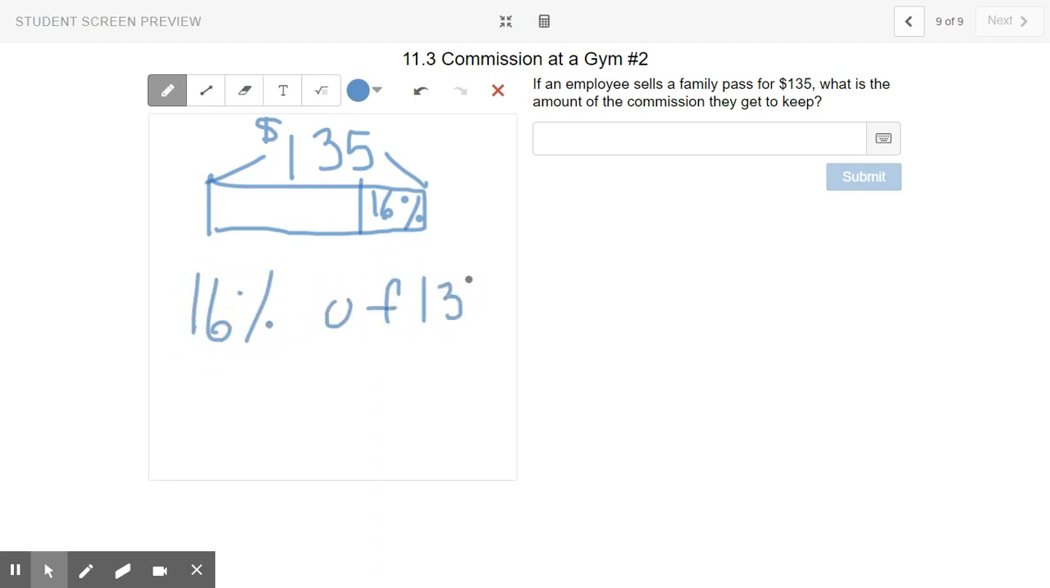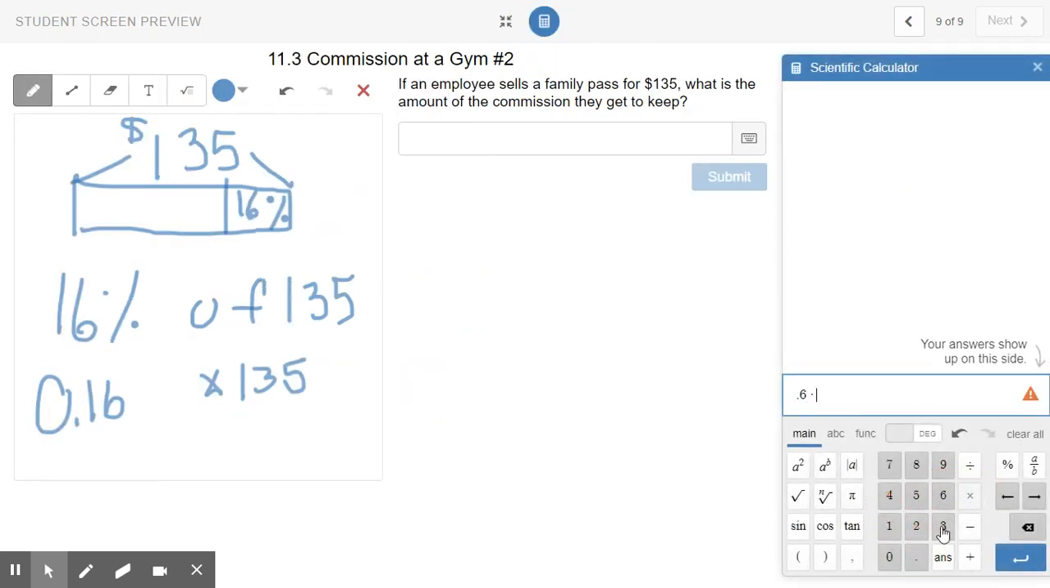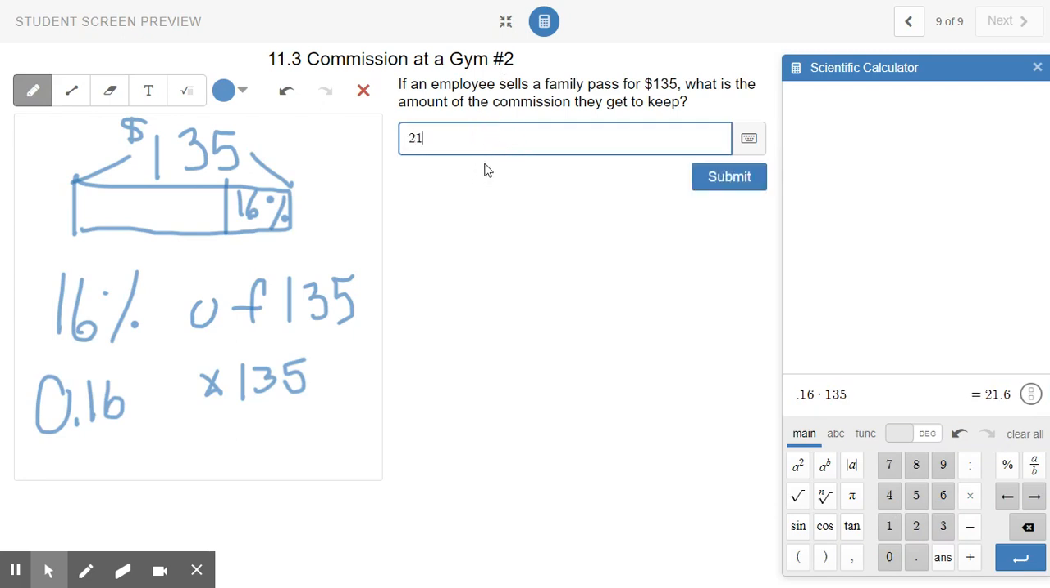This is an easy one, right? We've been doing this all day. So 16% as a decimal is 0.16 times 135. Let's try it out. Oops, that didn't go in right. And our answer, they get to keep 21.6.